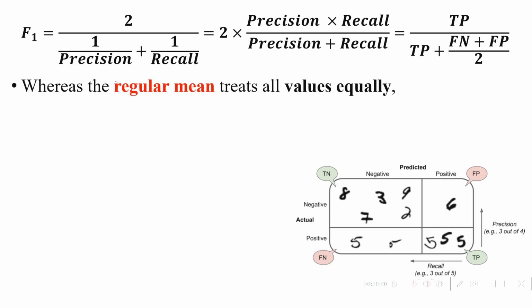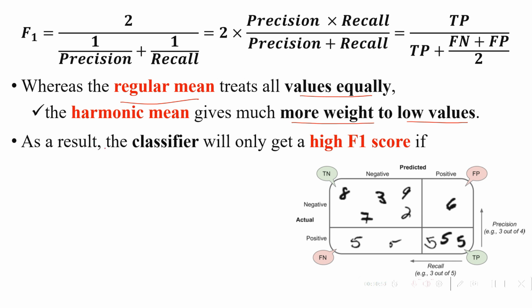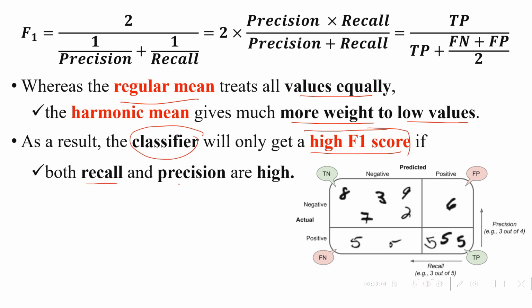Whereas the regular mean treats all values equally, the harmonic mean gives much more weight to the lowest values. As a result, the classifier will get a high F1 score if and only if both recall and precision are high. Then only the F1 score is going to be a high value.